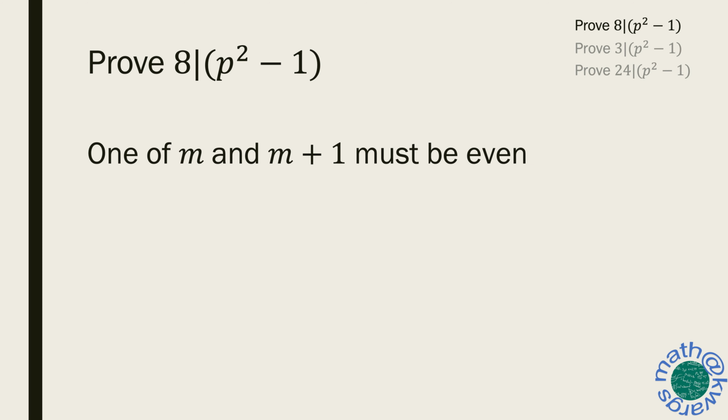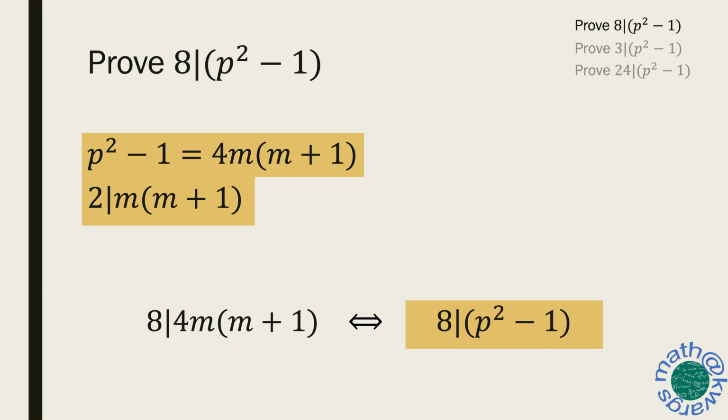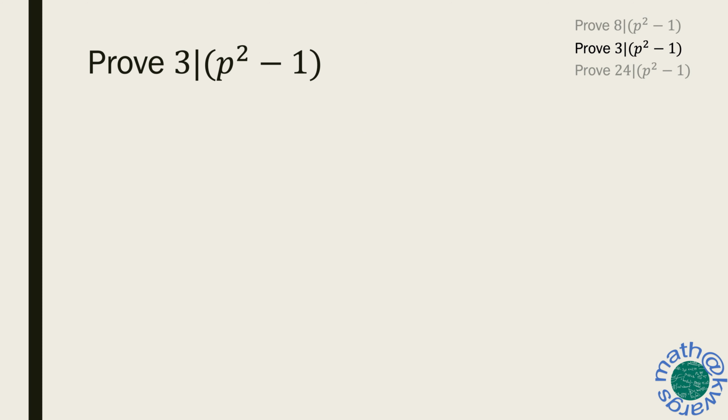Noticing one of m and m plus 1 must be an even number, we then have m(m plus 1) is divisible by 2. With the two conclusions we obtained previously, we now have 4m(m plus 1) is divisible by 8, which is equivalent to p squared minus 1 is divisible by 8. Now we're done with step 1, and let us move on to step 2.